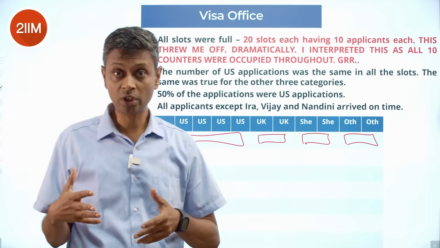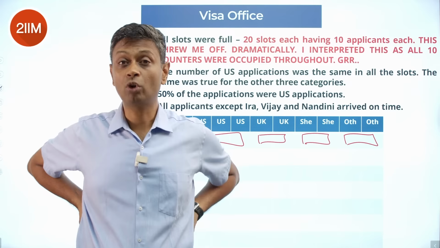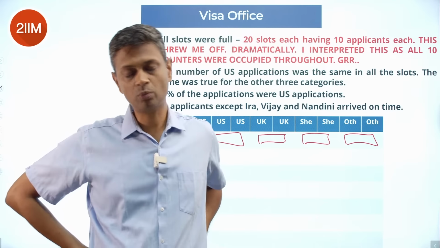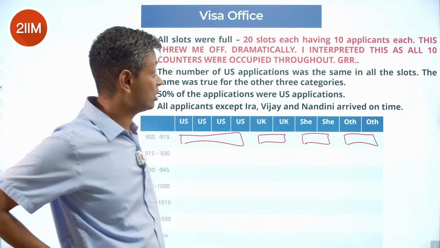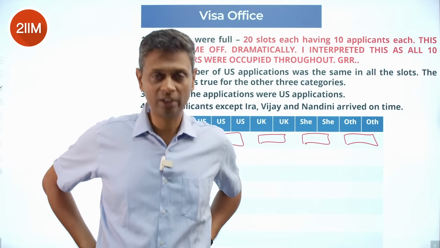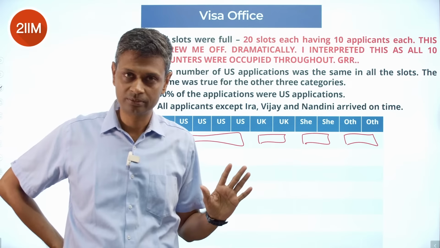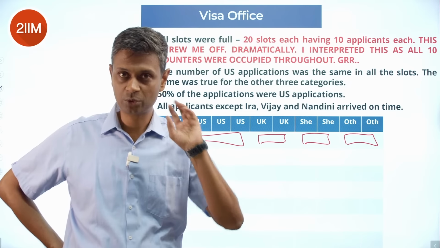If I have a counter not full, then I would say the slot is not full. And that's not what they meant. They meant in this question, 20 slots, 10 applicants each. Each slot, there are 10 applicants. 5 of them are US. 10 applicants totally. That's what they meant.